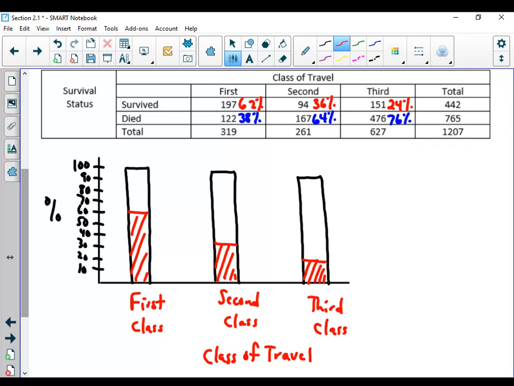Now, we know what all those things represent, the stripes versus the non-colored in part, but I need to tell somebody else what those represent. So I also want to make a key to this. So my key might be, all right, the striped part was the survivors. And then the open part was the ones who did not survive. So always make sure you include a key so somebody knows what section is marked.